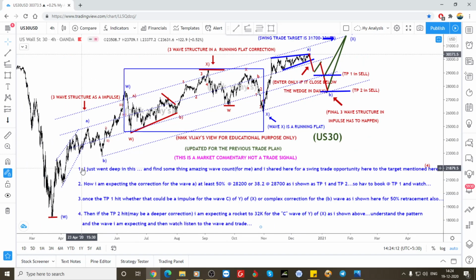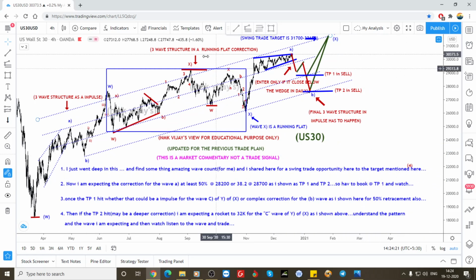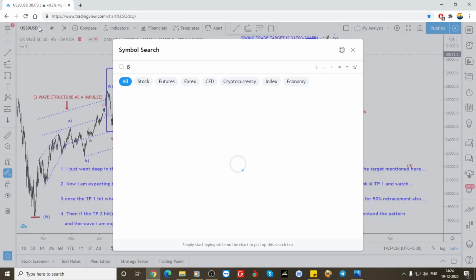That is why I went deep into this and found something amazing, a wave count, and I shared it here for the swing trade opportunity, with the target mentioned here. Same thing. So that is what I explained now. So let's move on to Bitcoin.